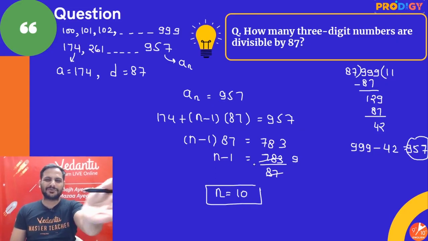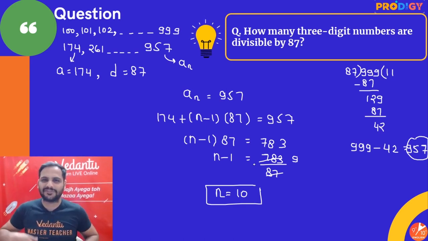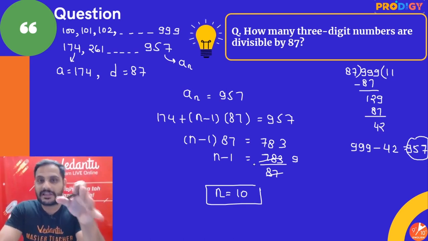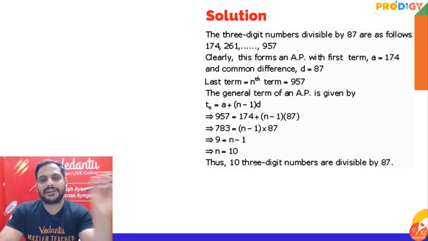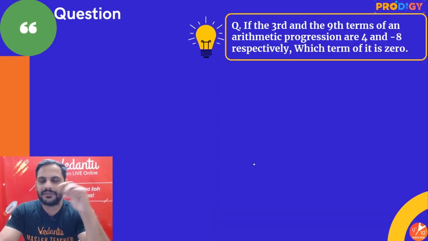Although this number was so big, we easily got to know that there are 87 twos and 87 elevens, so total 10 numbers in between. Okay, but this is the mathematical way. Last term we'll take it as the nth term and we'll find out the value of n to see how many numbers are there. Okay, next question, look.